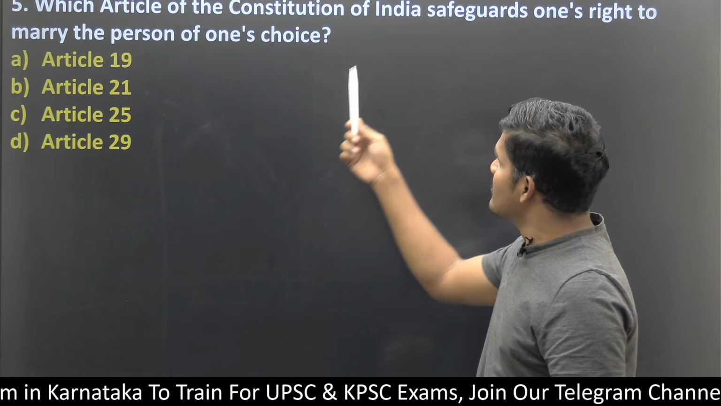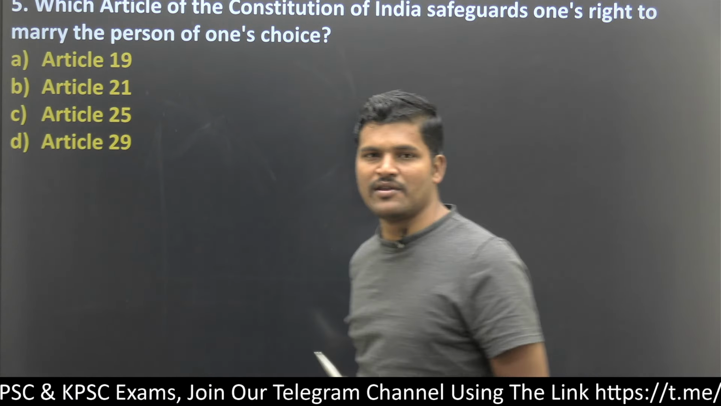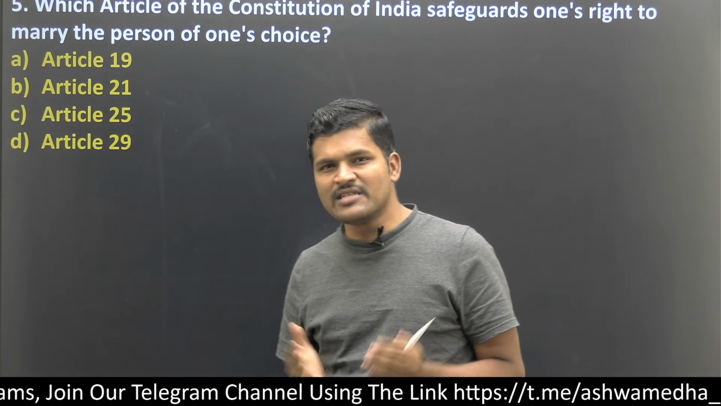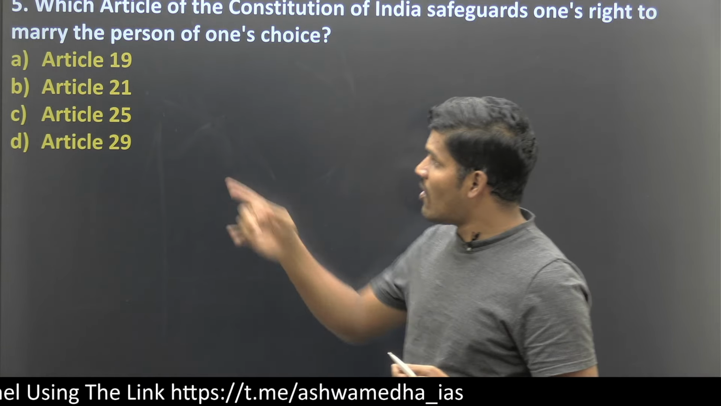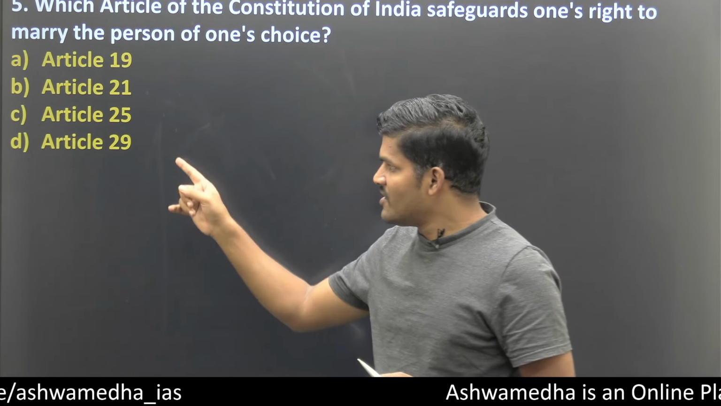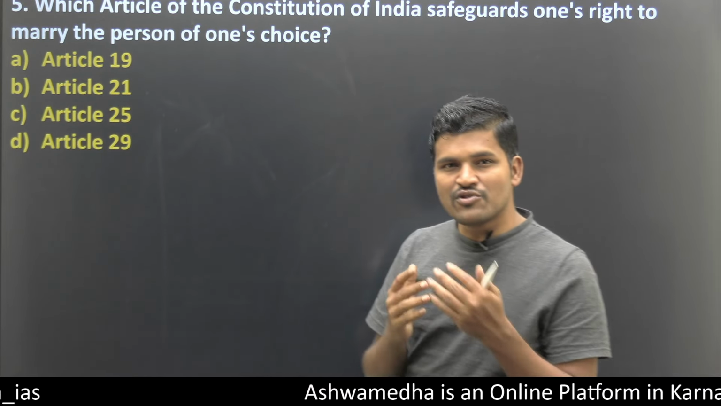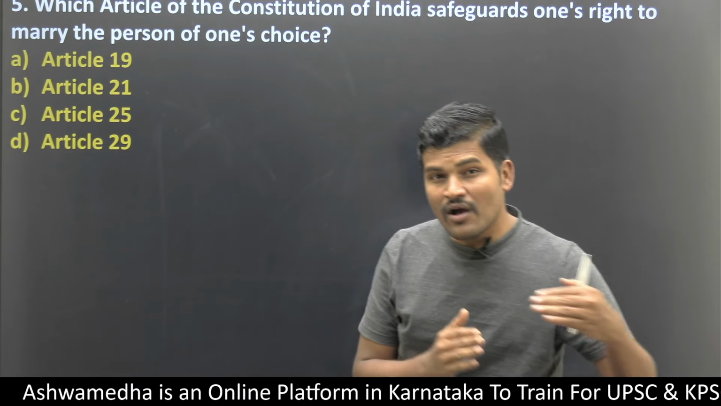So here, the right to marry the person of one's choice belongs to Article 21. Article 21 speaks about the right to life. Yes or no? Right to life and liberty. Article 19 is freedom of speech and expression. Article 25, Article 29, educational right. Article 25 speaks about secularism. My point is, apart from finding the answer, you have to look into the other options also.